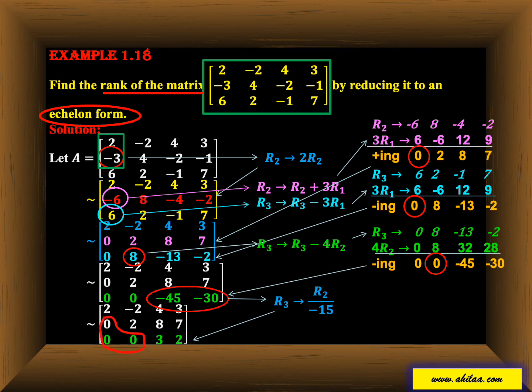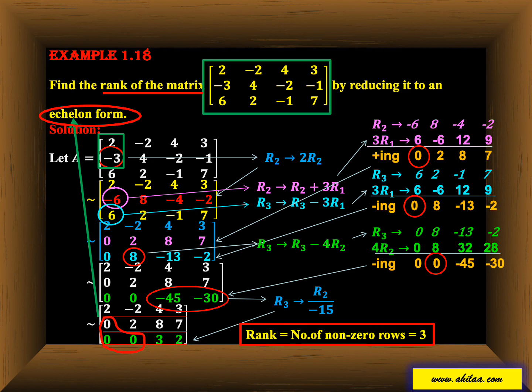Now is it in the echelon form? Yes. From the bottom and from the left, all the values are 0. No more possibility to make the other elements 0. So this is the echelon form of the given matrix. Now count the number of non-zero rows. First row is non-zero, second row is also non-zero, third row is also non-zero. So the number of non-zero rows is 3. Therefore, rank equals the number of non-zero rows, which equals 3.